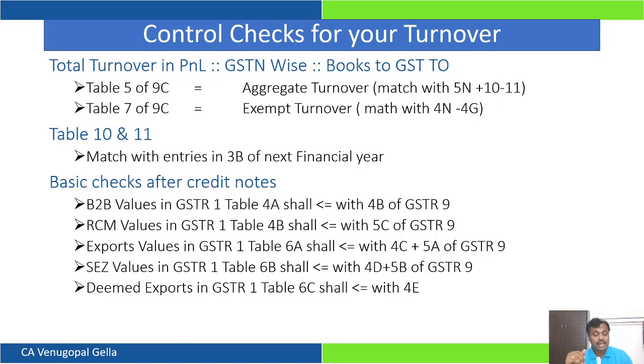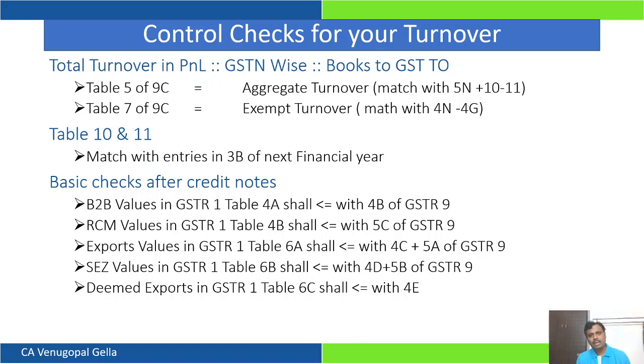However, there is no RCM in this. Next, when you come to table 7 of 9C, you will see a list of exemptions. These exemptions should match with your table 5 of GSTR-9. The net value which is arrived at in table 7 should match with your 4N minus 4G. That is what you have to broadly check, whether what you are reporting in 9 and 9C is matching or not.